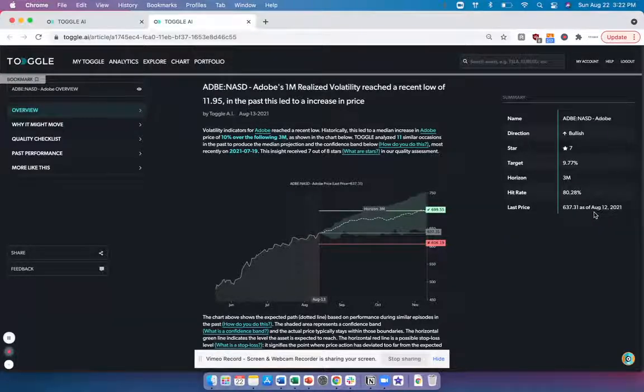Assessing the past performance, it looks like Adobe Insights had an 80.28% hit rate. Basically, over 4 out of 5 past episodes resulted in a move up in price. Toggle makes it easier for you to spot the key bits of the analysis by highlighting them. Here you can see Toggle analyzed 11 similar occasions in the past where Adobe's 1 month realized volatility reached a low and what happened after. The insight received 7 out of 8 stars, which means it met 7 of our 8 conditions. We'll explain this in a minute, but for now, more stars is better.